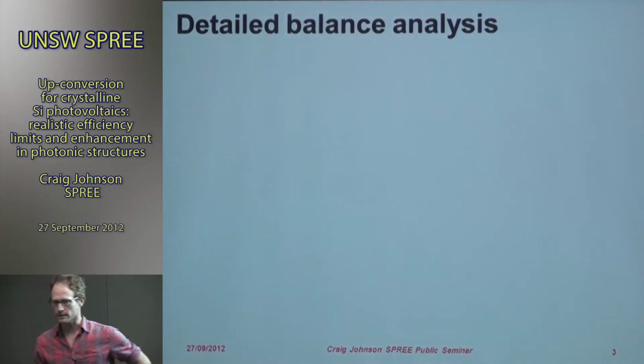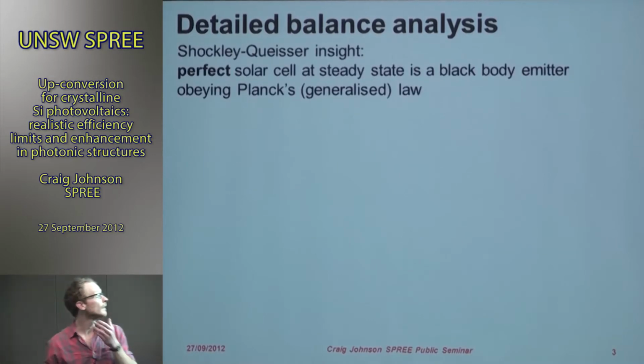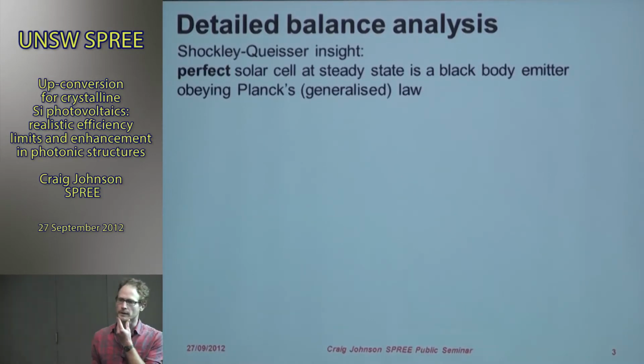So the detailed balance analysis is a framework for understanding the limiting efficiency of solar cells. Shockley and Queisser wrote a paper in 1961 that had an insight that any solar cell that's going to work at the theoretical limit will operate by converting photons to electrons, but it'll also be an emitter of photons, and it'll do it like a theoretical blackbody.